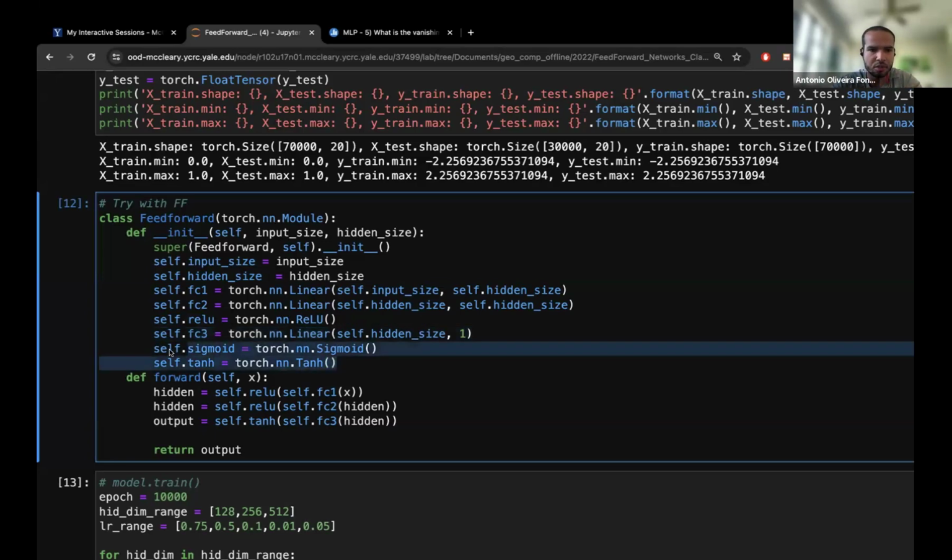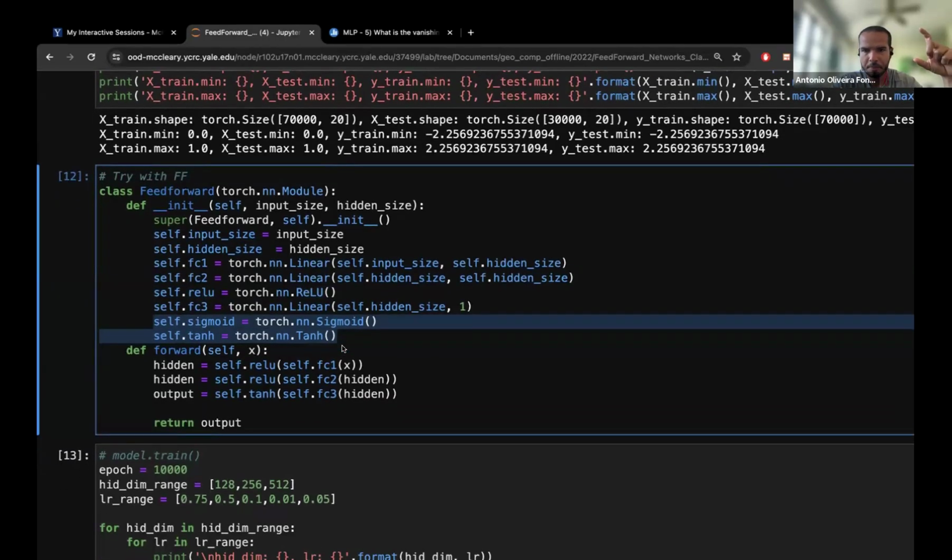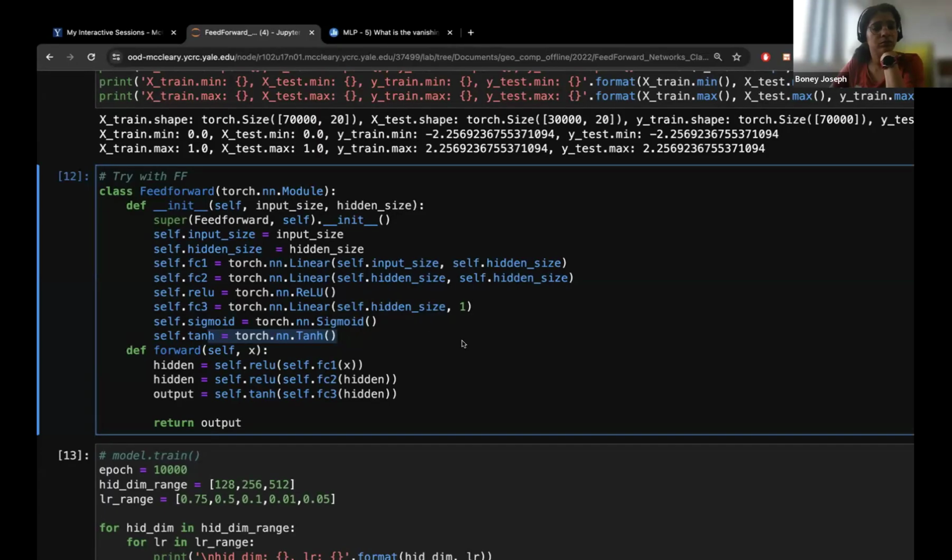I'm defining two other activation functions, the sigmoid. What's the range of the sigmoid? 0, 1. Yes, 0, 1. And then I have the hyperbolic tangent, which has the range of -1 to 1. Yeah, -1 to 1, right?